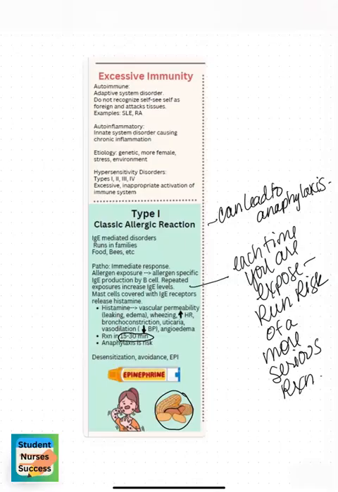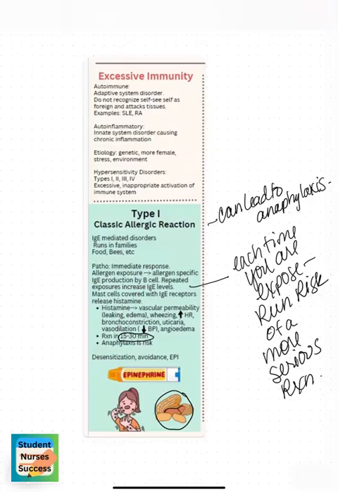So that can be dangerous. So let's say you have a peanut allergy and it just causes a little bit of itching. The next time it actually could cause full-blown anaphylaxis. It may not, but it could. And so we do know that repeated exposures increase the reaction and the risk of anaphylaxis.